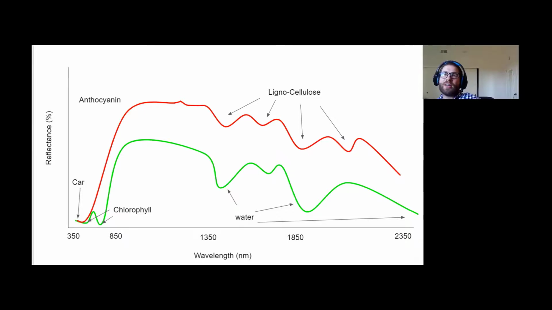So I'm showing here a sketch I made of the possible reflectance of green leaf and red leaf between 350 nanometers and 2400 nanometers, which is often considered the end of the near-infrared spectrum. I pointed out several spectral regions which are impacted by some of the factors that change in a leaf when it is water stressed that I mentioned in the previous slide. Carotenoids, anthocyanins, and chlorophyll all impact a leaf's reflectance in the visible spectrum, and change in water and lignocellulose impact near-infrared parts of the spectrum.